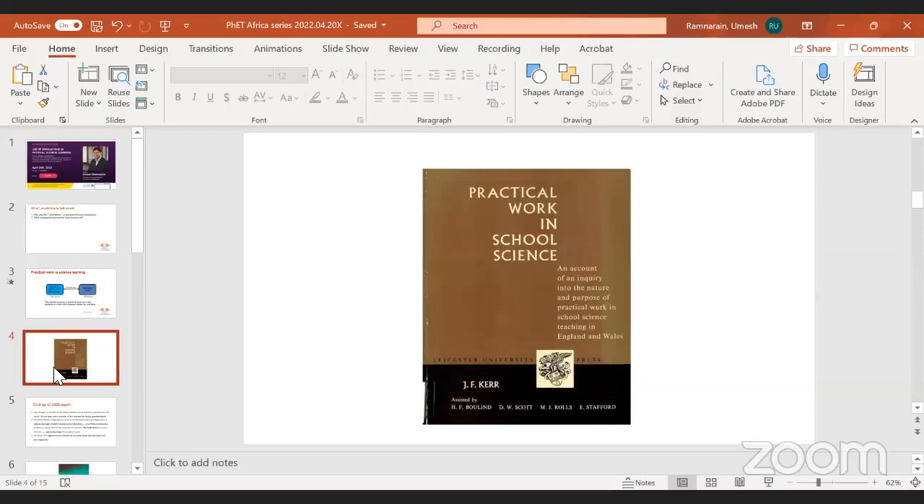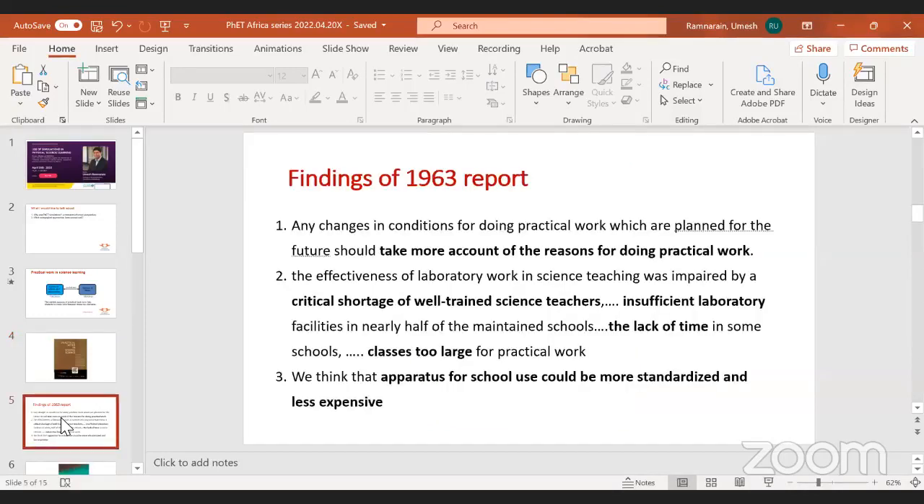One of the core findings of this report is that it identified some of the common challenges which are experienced in the enactment, in the practice of practical work. And these included, firstly, that the goals of practical work were somewhat diffuse and not well defined. There was a lack of laboratory facilities. Teachers are poorly trained. There's a lack of time and large classes. Now, that was in the year 1963.